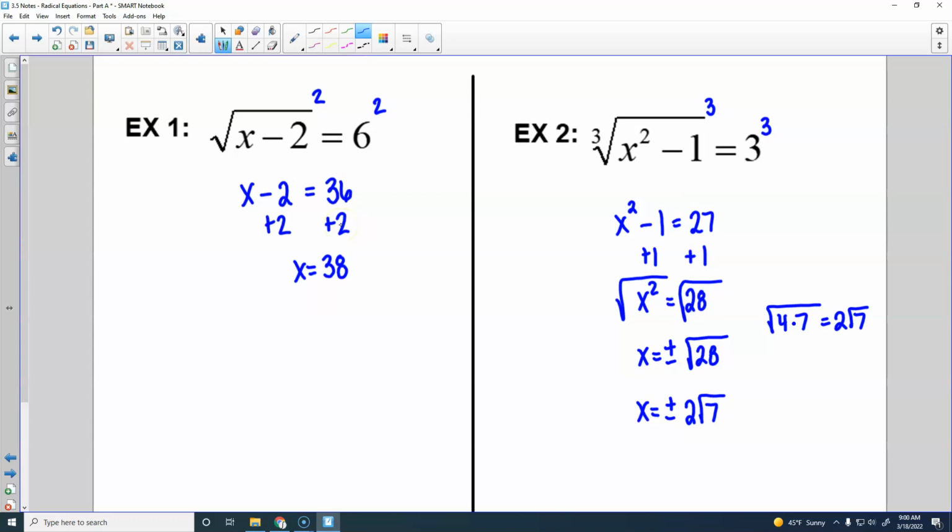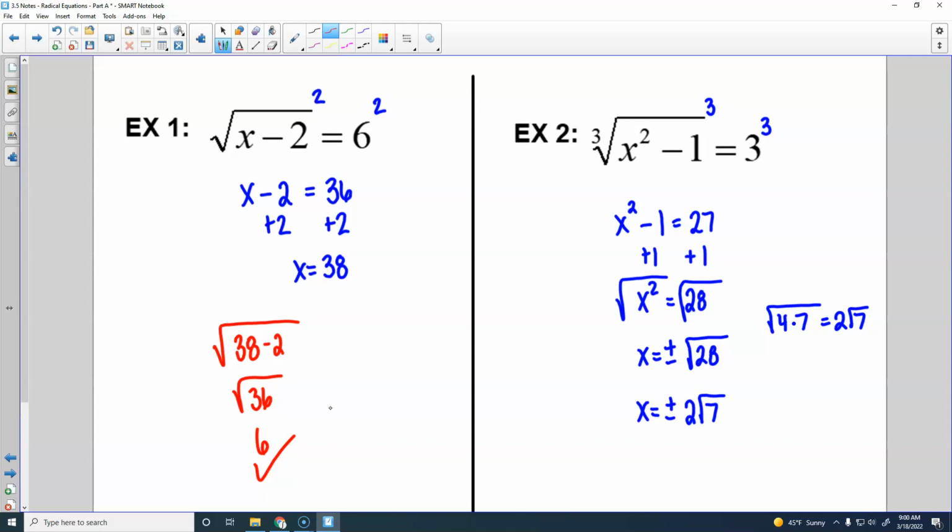Now, you do always want to check your answers here. I'm not going to require you to write it down, especially on a problem like this, because you can probably do this in your head. The square root of 38 minus 2 is the square root of 36, which of course equals 6, which is what it's supposed to equal. So that lets you know that that answer is okay. Especially on these easier ones, they're going to be pretty easy to check in your head, but you do always want to think about plugging these back in.